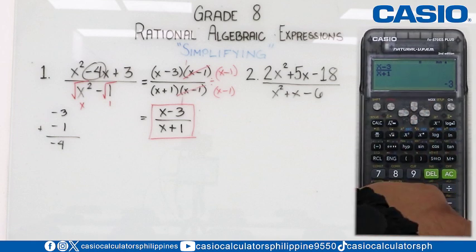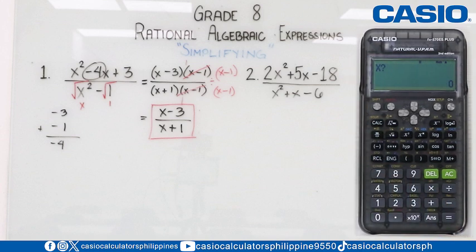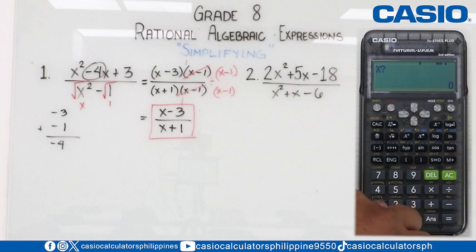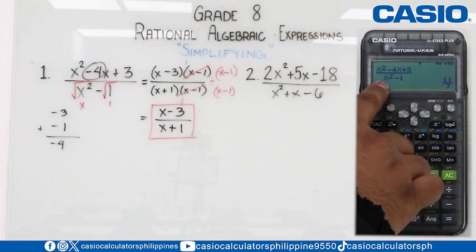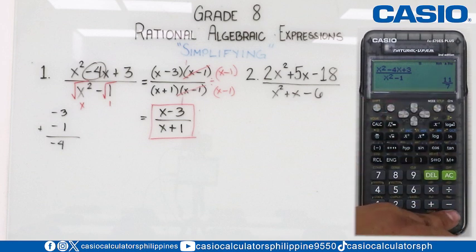Now, to be more precise, let's use other values of x. Let me use negative 8. In the given, that will be 11 over 7.